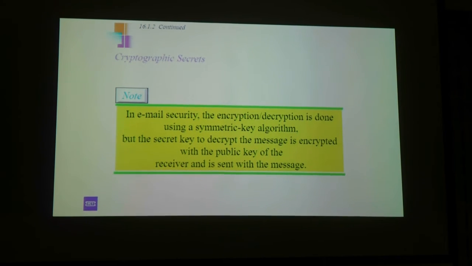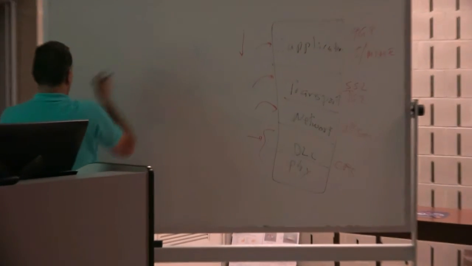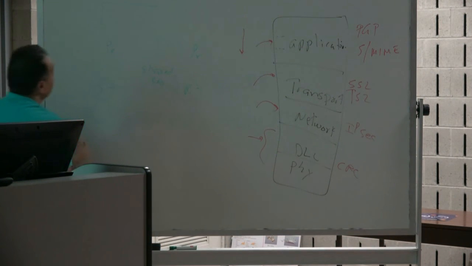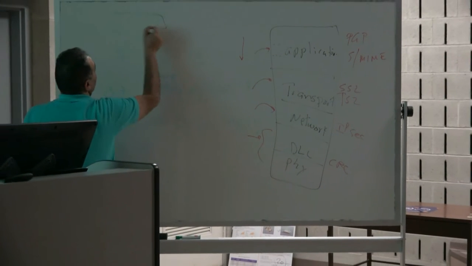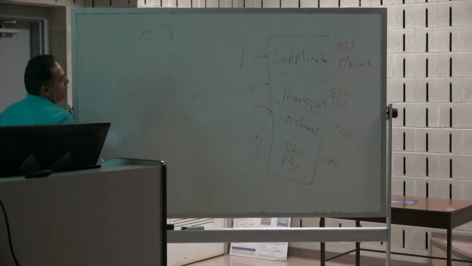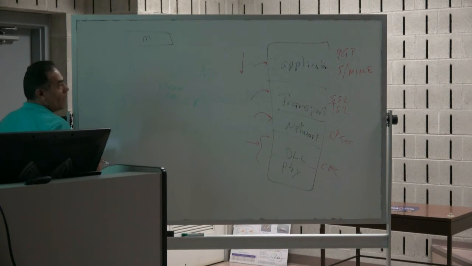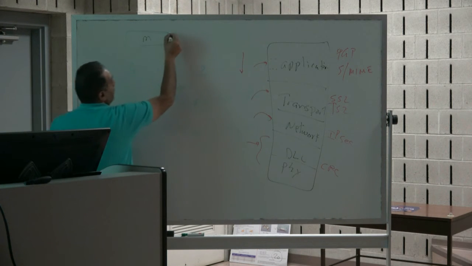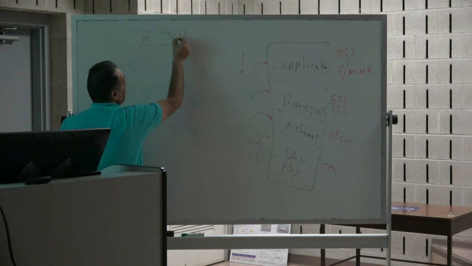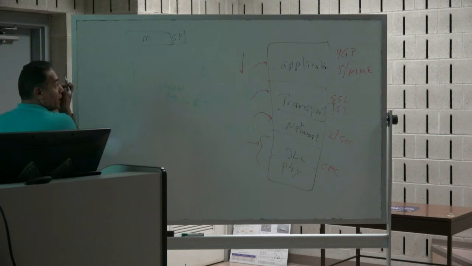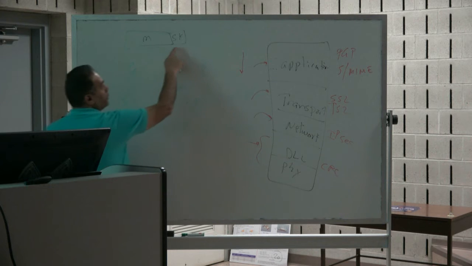Okay, let me draw it on the table here. The sender will take the message. This is the message, call it M. All right. You add to it what? A shared key. It's called the shared key. You have to add a shared key. And you have to send the shared key to where?